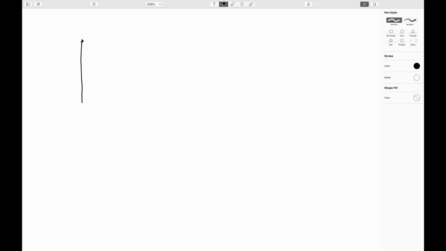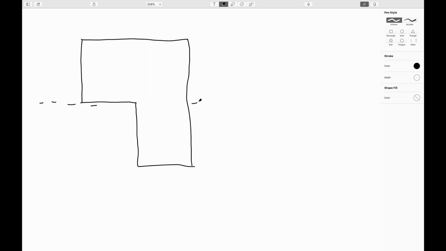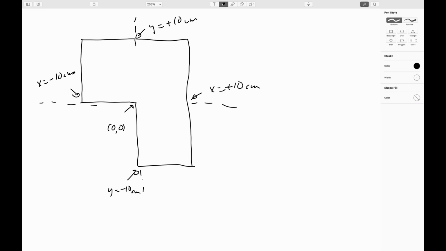So let's say that you had an object, sort of a funky L-shaped object like this. Let's say this right here is y equals plus 10 centimeters. We'll say this is the origin right here. This would be y equals negative 10 centimeters. X equals plus 10 centimeters, and x equals minus 10 centimeters.